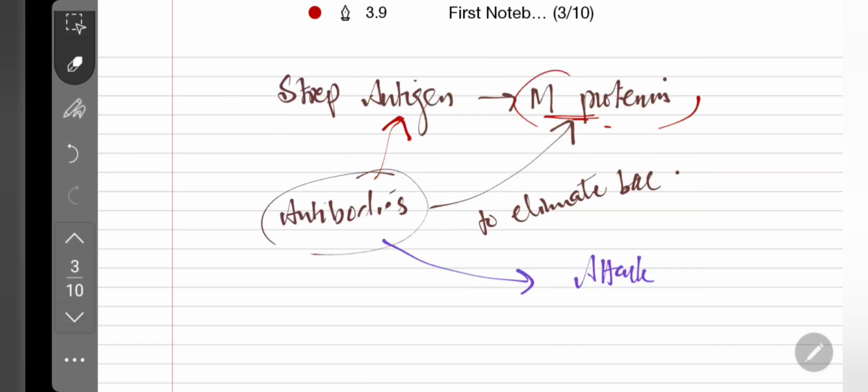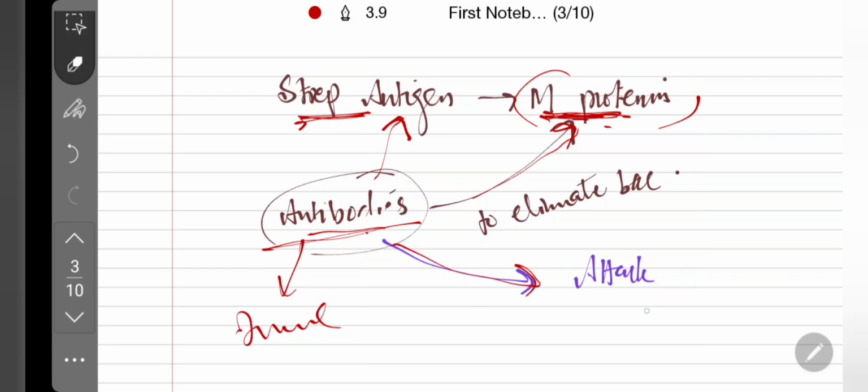How does that happen? Our immune system produces antibodies against the streptococcal antigens, particularly the M protein of the streptococcal antigen. And why does it do so? Because our immune system tries to clear these bacteria. But in addition to clearing these bacteria, these antibodies which our immune system is producing also attack our own tissues.